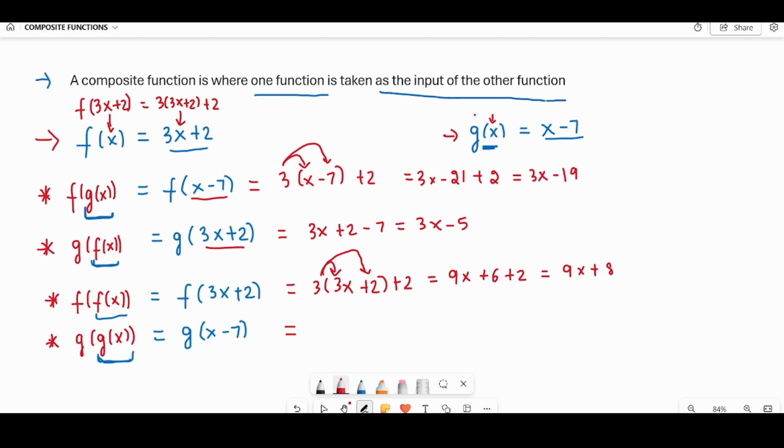All we have to do is go back to g of x and replace x with x minus 7 everywhere in the function. So g of x minus 7 will be equal to x minus 7 minus 7. That is equal to x minus 14.